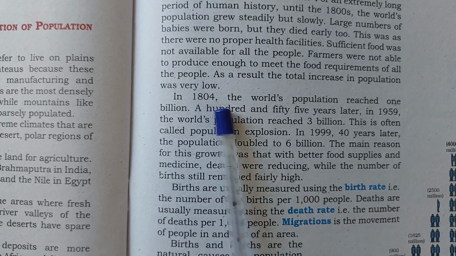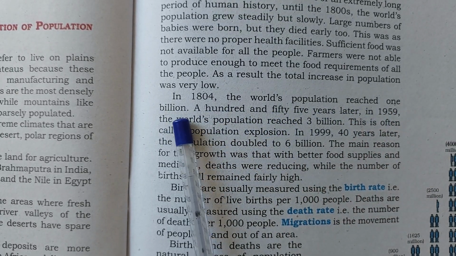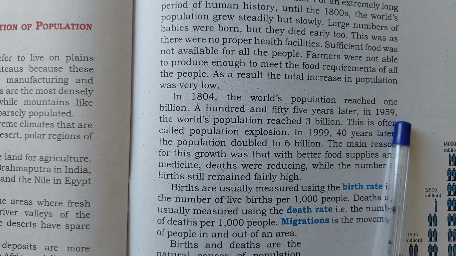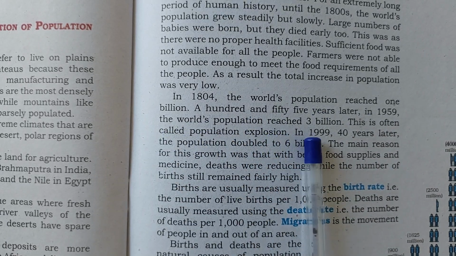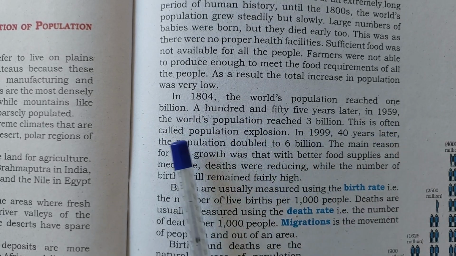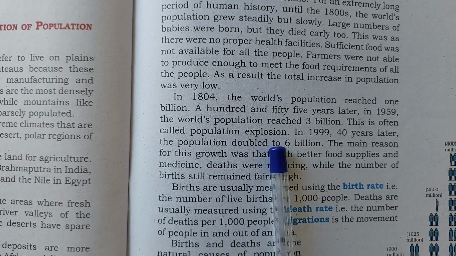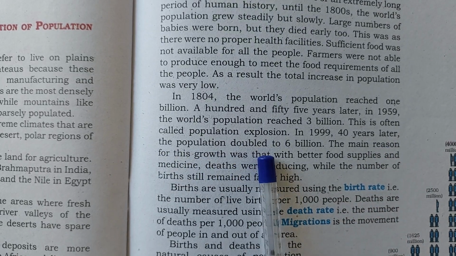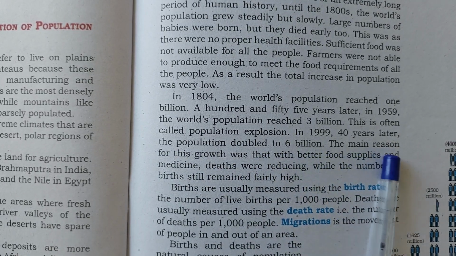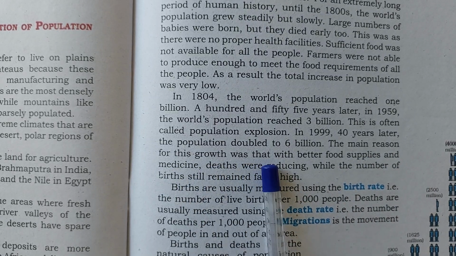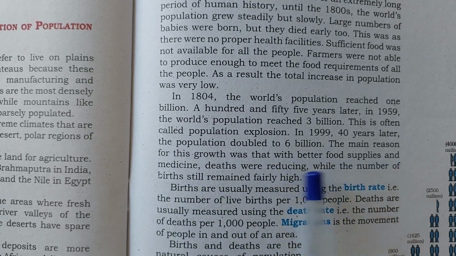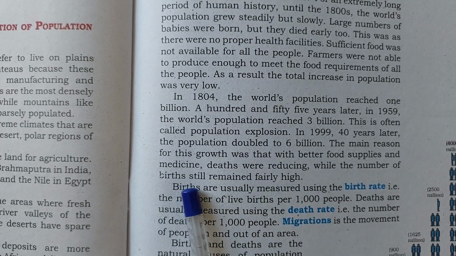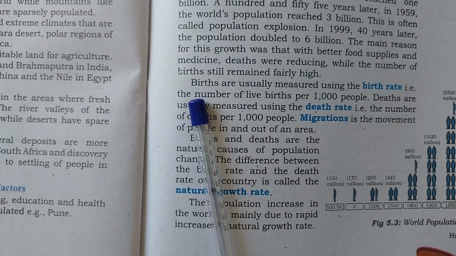In 1804, the world's population reached 1 billion. 155 years later, in 1959, the world's population reached 3 billion. This is often called population explosion. In 1999, 40 years later, the population doubled to 6 billion. The main reason for this growth was that with better food supplies and medicine, deaths were reducing while the number of births still remained fairly high.